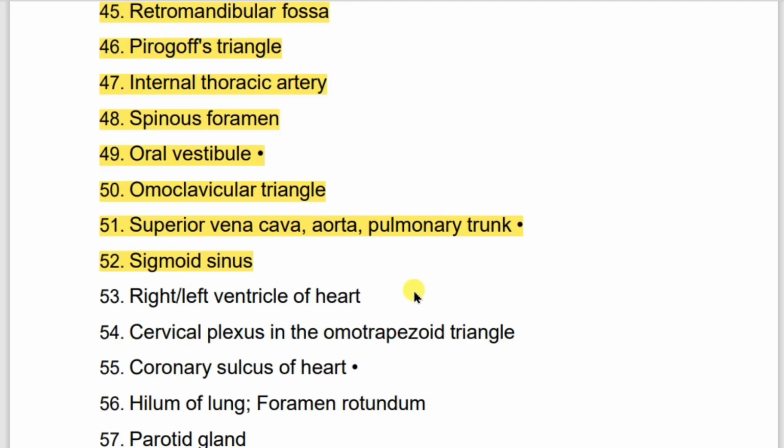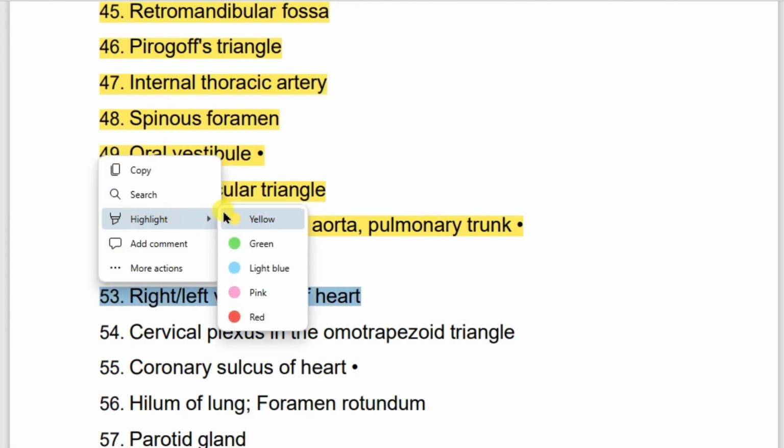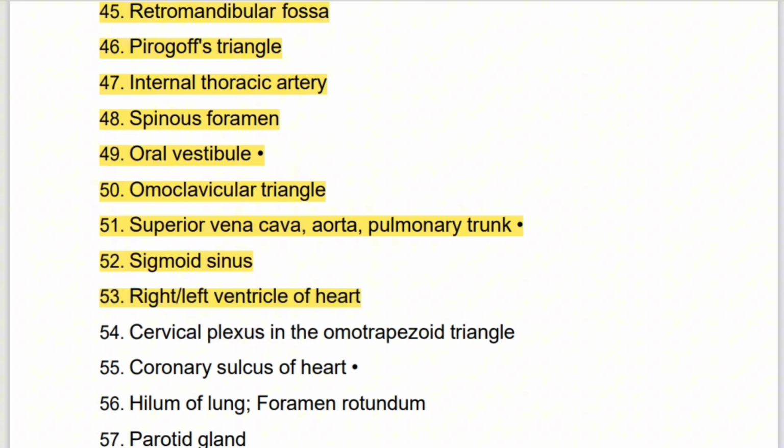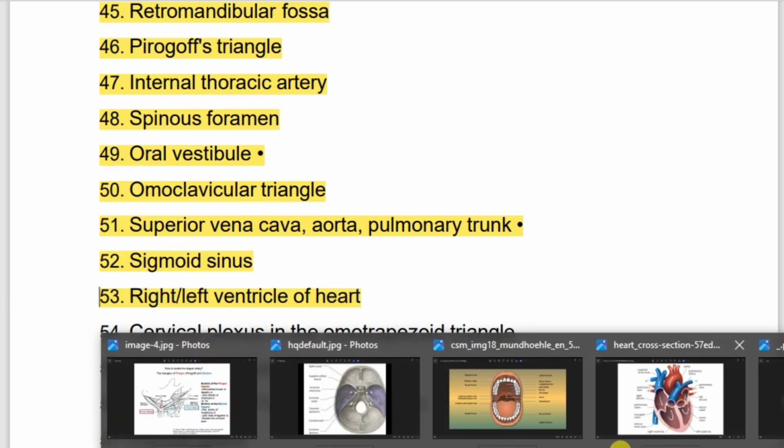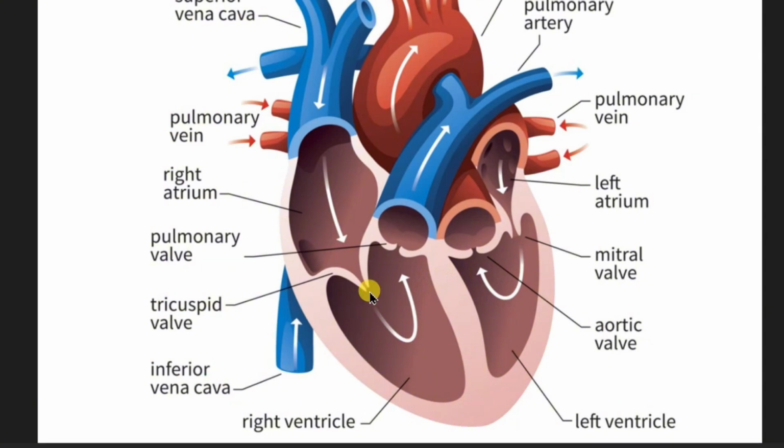And what's the next structure we have? We have the right and left ventricle of the heart. So let's see what it is. As you can see here, this one is the right ventricle and this one is the left ventricle.